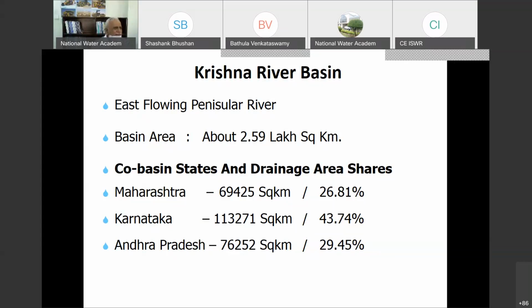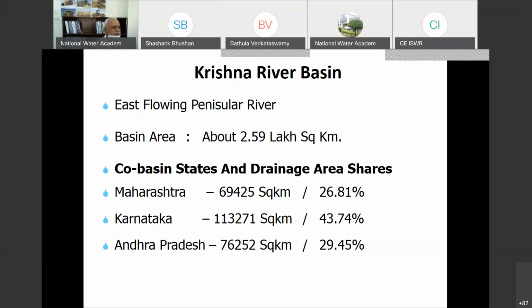In fact, all the three riparian states have suggested that the tribunal can directly interact with the technical experts, engineers of the three party states, and there is no need for assessors to assist the tribunal. This was accepted.